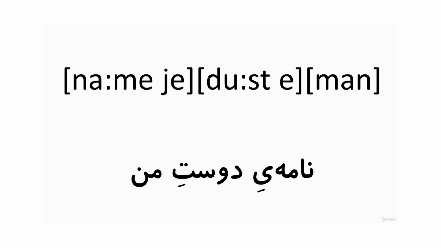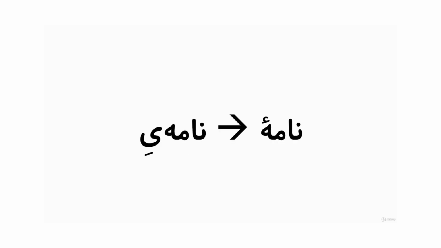Now, there are two ways of writing the mediator ye when it's added to a word with the ending e, like نامه. One way is the one I just showed you. The other one is, instead of writing the letter ye, we use a little sign above the ending e like this. نامه. Please note, this is only used for adding the mediator ye at the end of the word with the ending e sound. For the other two, we just write the full shape of ye.